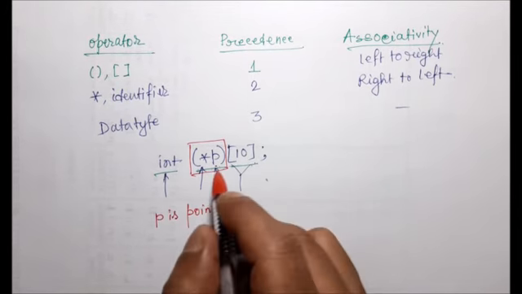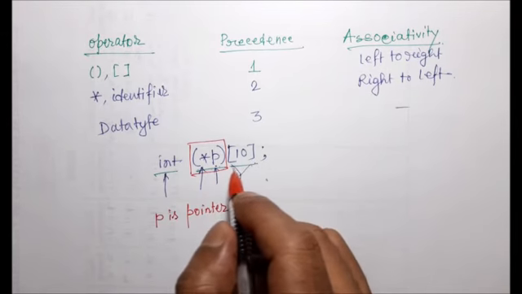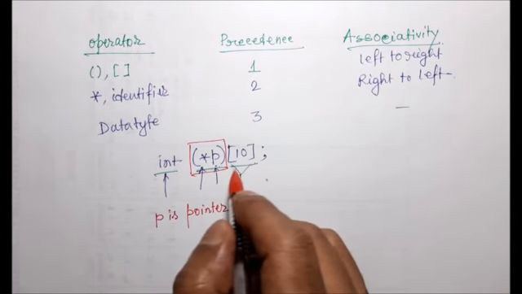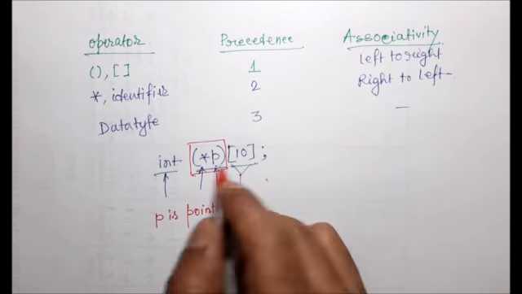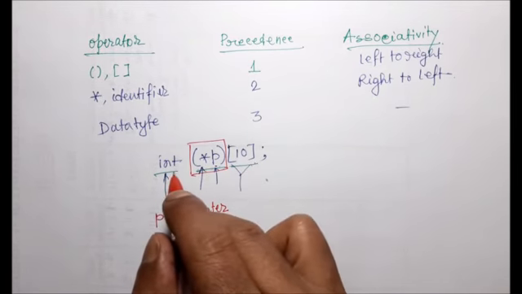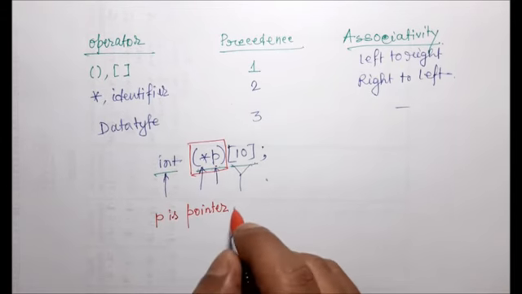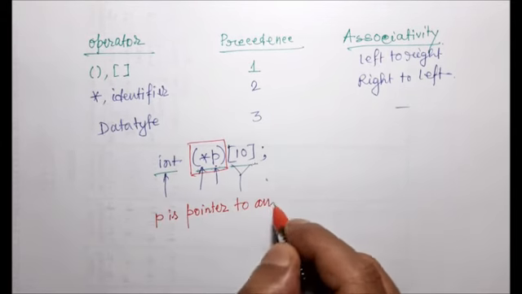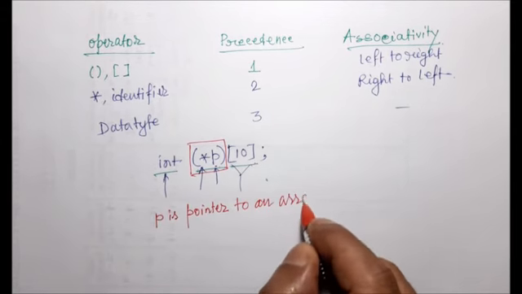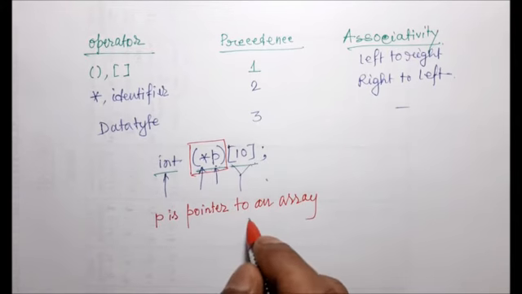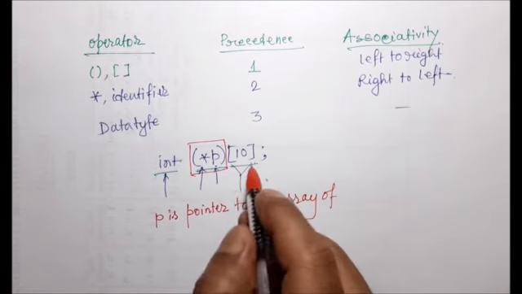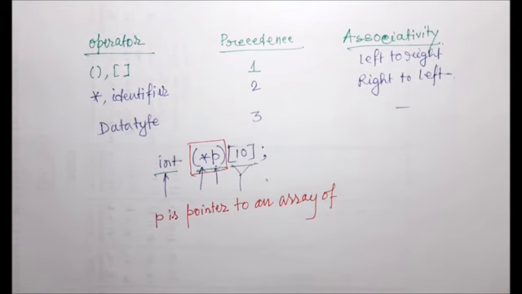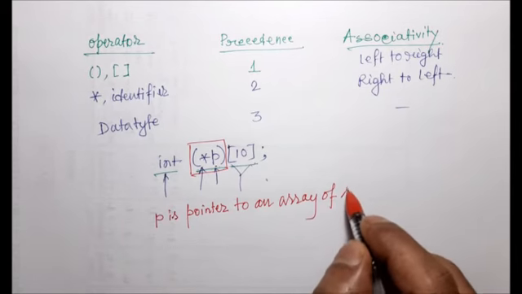Then what is this symbol? This is the array subscript operator, and that is an array. So array of what? Integer data type. So we can write to an array. So p is a pointer to an array of, what is the size? Let me write the size. Size is 10, of size 10.